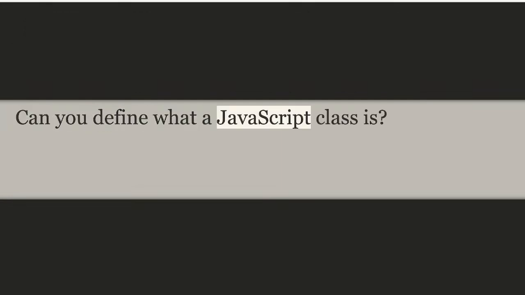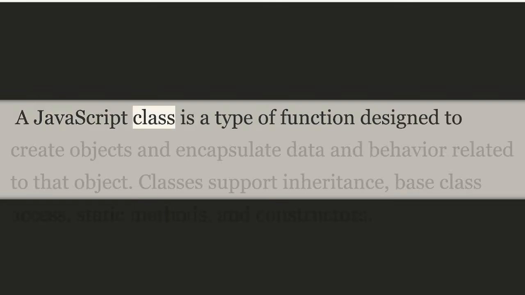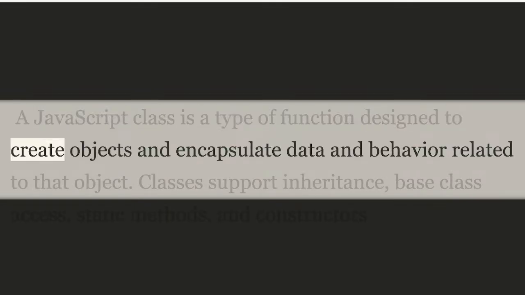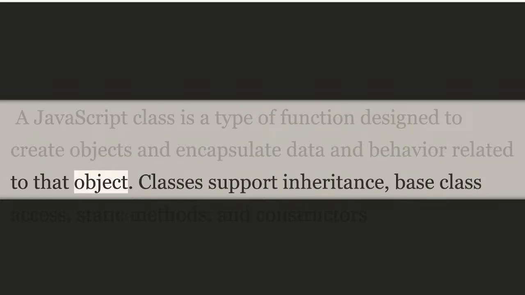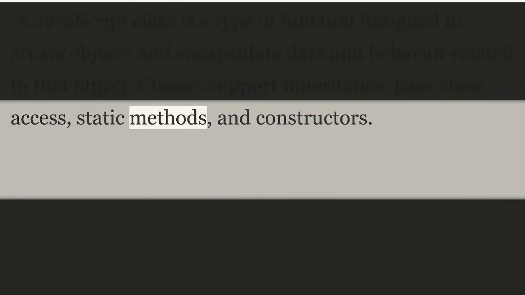Can you define what a JavaScript class is? A JavaScript class is a type of function designed to create objects and encapsulate data and behavior related to that object. Classes support inheritance, base class access, static methods, and constructors.